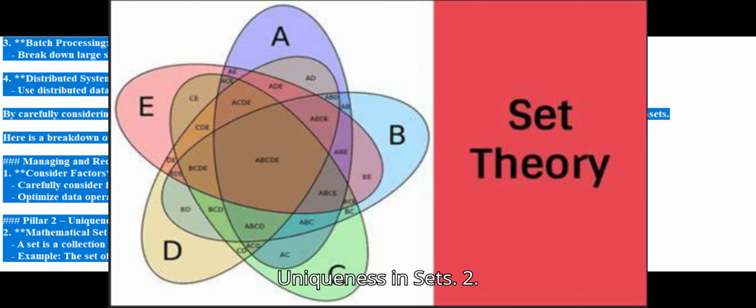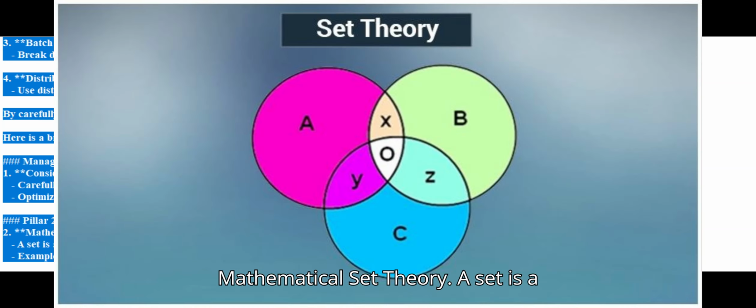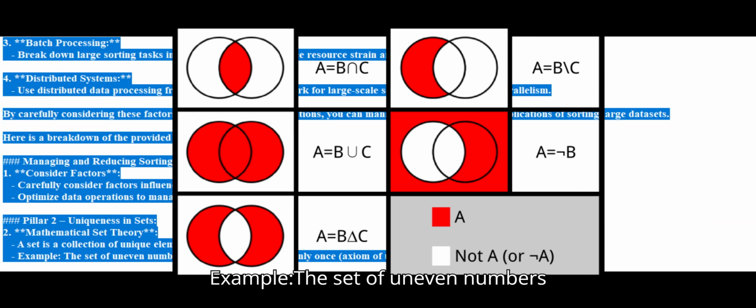Pillar 2. Uniqueness in sets. 2. Mathematical set theory. A set is a collection of unique elements. Example, the set of uneven numbers includes each number only once. Axiom of unicity.